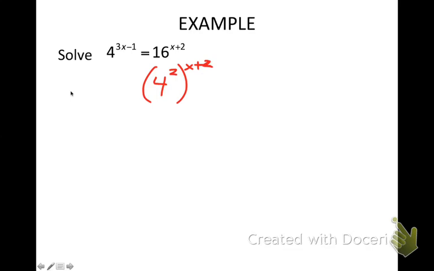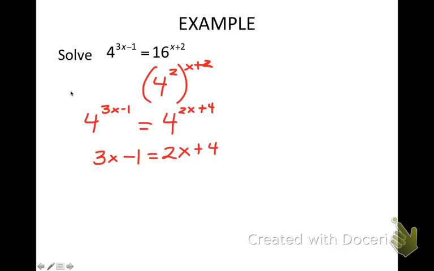So what am I going to have to do with these exponents? Yeah, and we're going to have to distribute that. So on the left, nothing's changing. 4 to the 3x minus 1 equals 4 to the 2x plus 4. Now my bases are the same, so set the exponents equal: 3x minus 1 equals 2x plus 4. What are we going to get? x equals 5? Yes. Nice job. Put it in set notation.